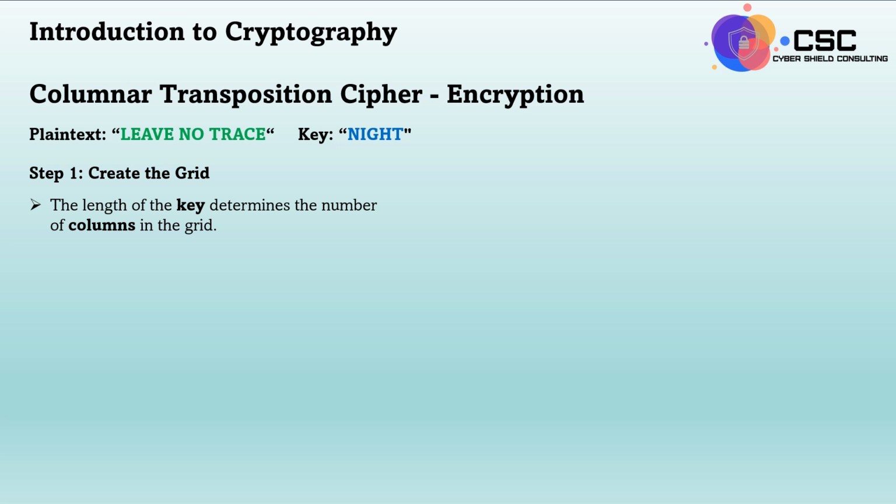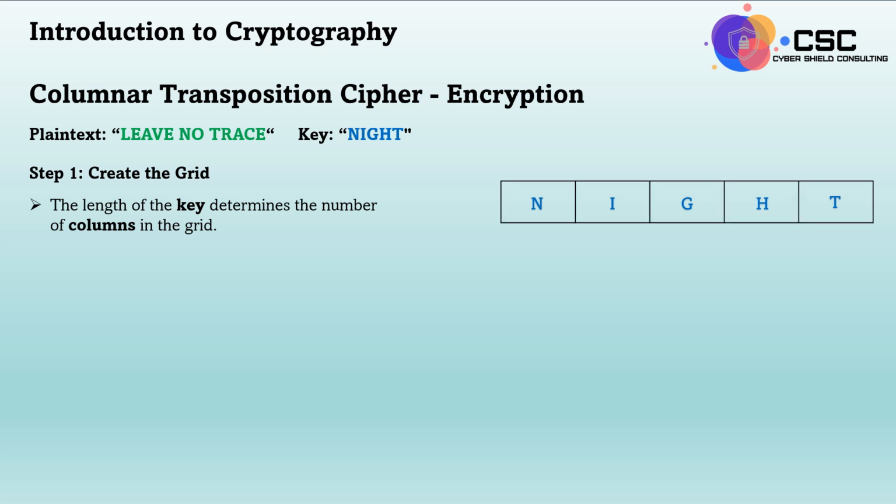Night is of length 5. So you can see 5 characters or 5 letters in the word night. So this will determine the number of columns. In this case, we have 5 columns. So what we'll do first, we write the key, which is the foundation, because it determines the number of columns that we will be using. So we have 5 columns.